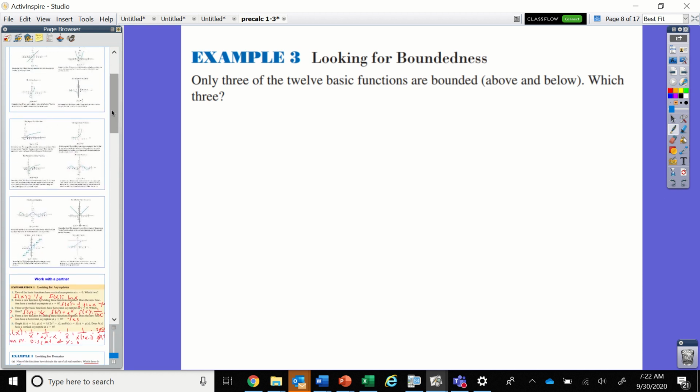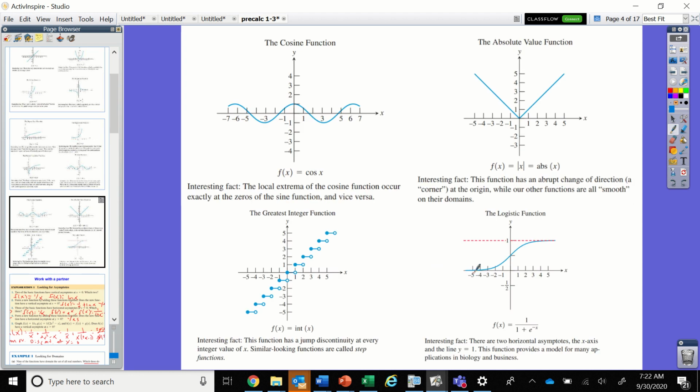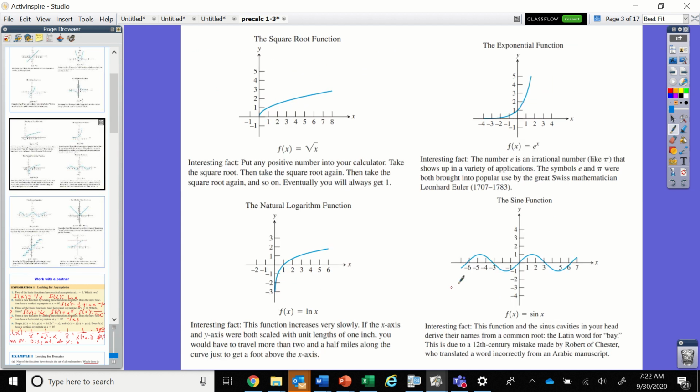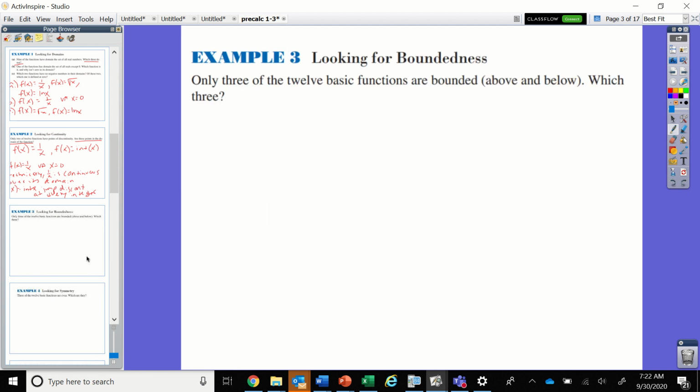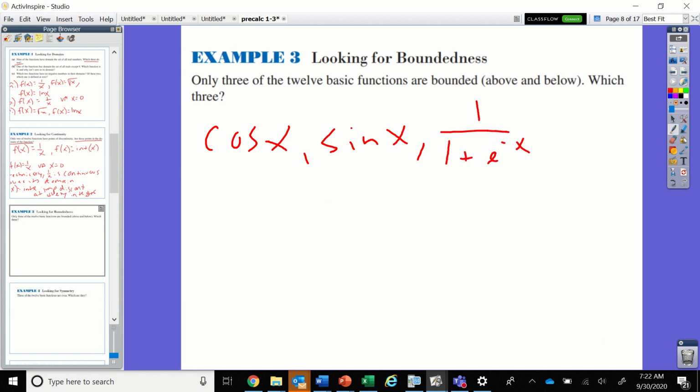Well, remember that means it doesn't go to positive and negative infinity for the y values. And so here is going to be one of our bounded functions, our logistic function. We have our cosine function, and we have our sine function right here. So we have our cosine function, sine function, and then we have our logistic function because it does not go to positive or negative infinity for the y's.